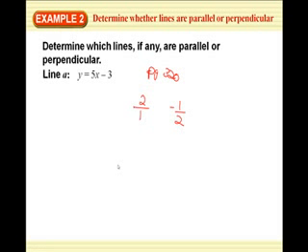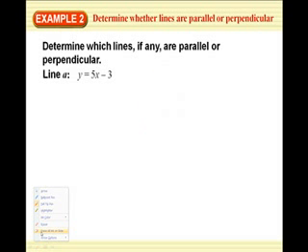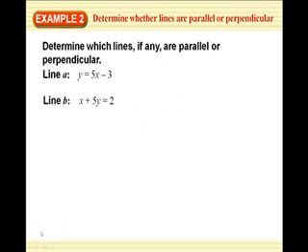So let's take a look at these. Here's a line. Remember, determining whether they're parallel or perpendicular is comparing the slopes. So I can't tell because I don't know what the slope is. This one I know the slope is 5, but this one is not in the right form. So let's go ahead and get this over here. I get 5y equals 2 minus x divided by 5.